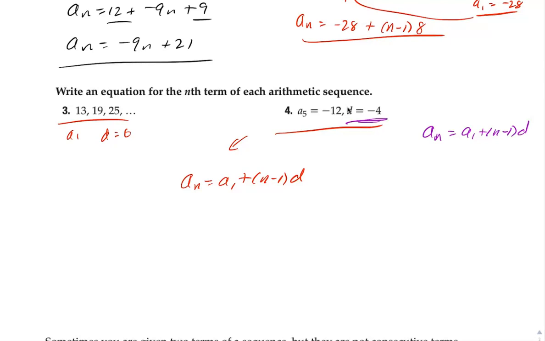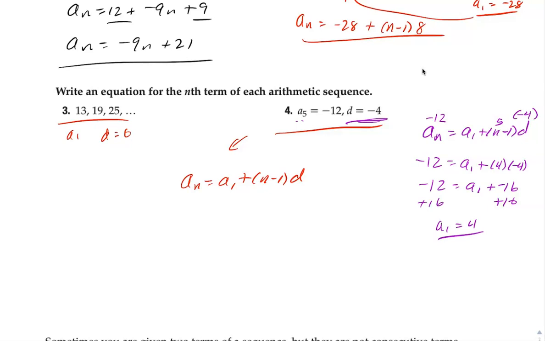I have D is negative 4. And I have the 5th term is negative 12. So when I plug in 5, it equals negative 12. So the 5th term is negative 12. So I get negative 12 equals A1 plus 4 times negative 4. Negative 12 equals A1 plus negative 16. Add 16 to both sides. A1 equals 4. So now I have everything I need.